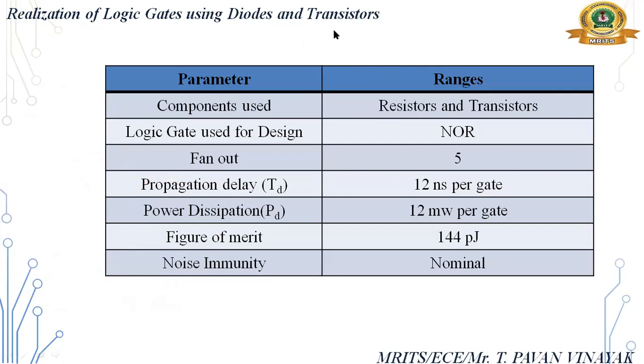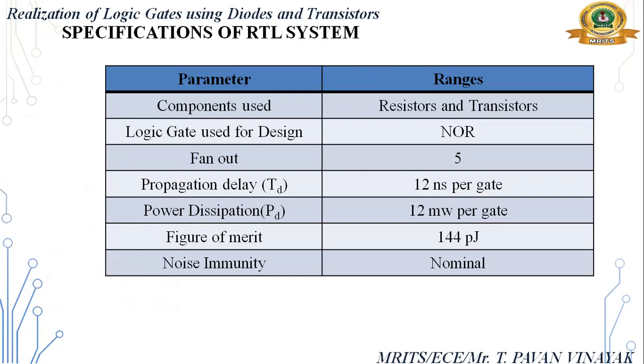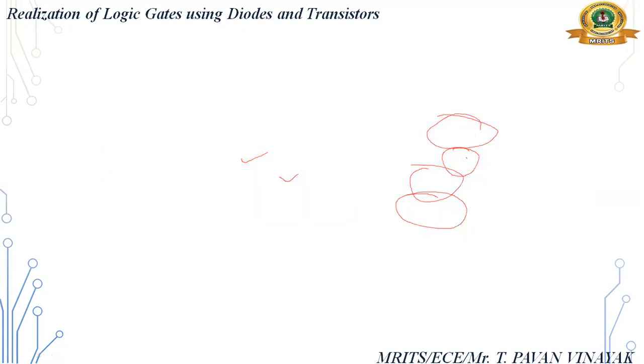Okay. Next, comparison parameters. Components used are resistors and transistors. Logic gate is NOR gate. Fan out is maximum 5. Delay time is 12 nanoseconds. Power dissipation is 12 milliwatts, sorry, milliwatts, not micro. So figure of merit is 144 picojoules. Noise immunity is nominal. Okay.